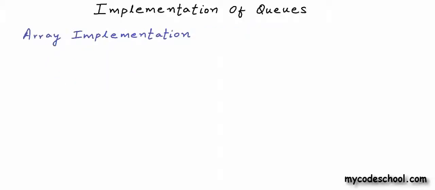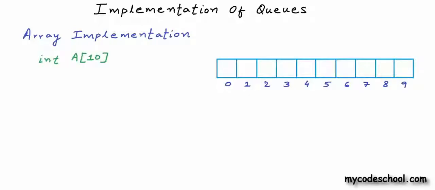Let's first discuss the array-based implementation. Let's say we want to create a queue of integers. What we can do is first create an array of integers. I have created an array of 10 integers here. I have named this array A. Now I'm going to use this array to store my queue. What I'm going to say is that at any point, some part of the array starting at an index marked as front till an index marked as rear will be my queue.